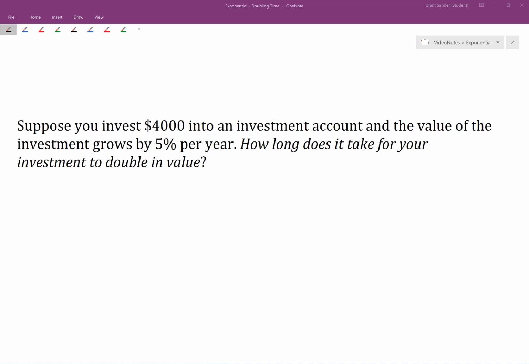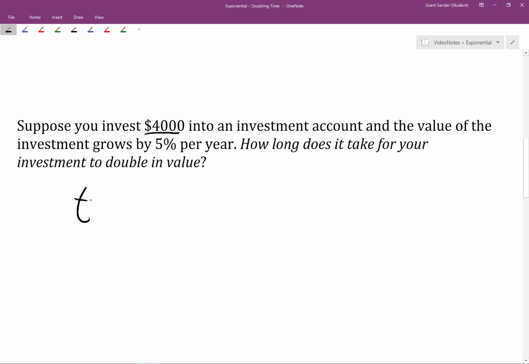So how might we actually determine doubling time, or how long it takes for an exponential function to double? Right now, we don't quite have the algebraic tools to determine this, but we can do it graphically. So suppose you invest $4,000 into an investment account, and the value of the investment grows by 5% per year. Let's determine how long it takes for the investment to double in value.